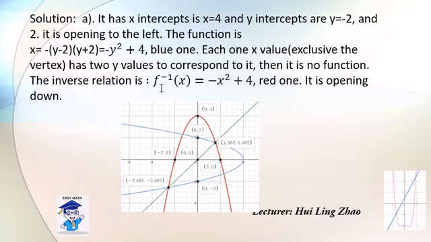And the inverse relation is f negative 1 equal x squared plus 4. It is opening down, the red one. And we can see the y-intercept is (0, 4), the point here. And the inverse relation actually is a function, because every x value has only one y value corresponding to it.